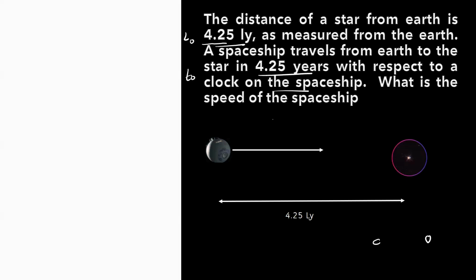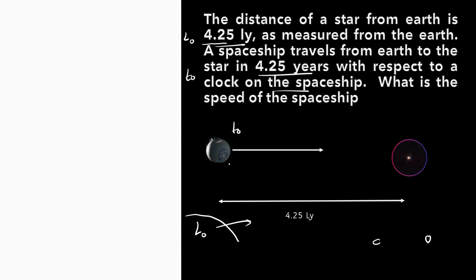With respect to a clock on the spaceship, what is the speed of the spaceship? It appears to be very simple, right? You can just say, okay, I'm going to divide L0 by T0 and get the answer. You are wrong. The reason is that this L0 is measured on the Earth, and T0 is measured from the spaceship. Usually, you need to measure both L0 and T0 from one location. But here you measure L0 from the Earth and T0 from the spaceship. Now, what is the speed of the spaceship?